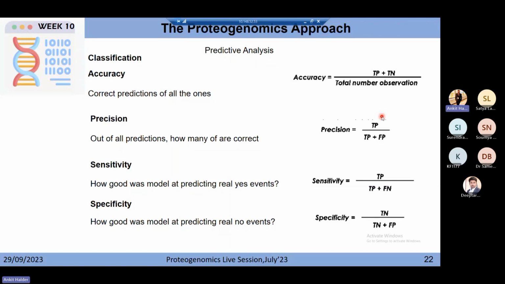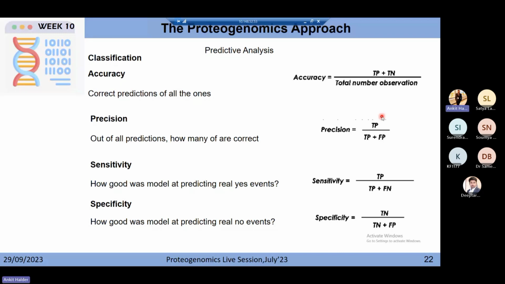There are other parameters also which you will be looking at. As I mentioned, you will be worried more about type 2 errors or type 1 errors, depending on what kind of errors you are worried about. So one is the precision. Out of all the predictions, how many are correct? Out of all your predictions means that you will be comparing about the positives.